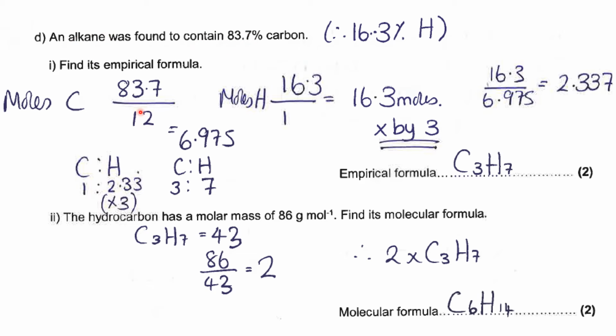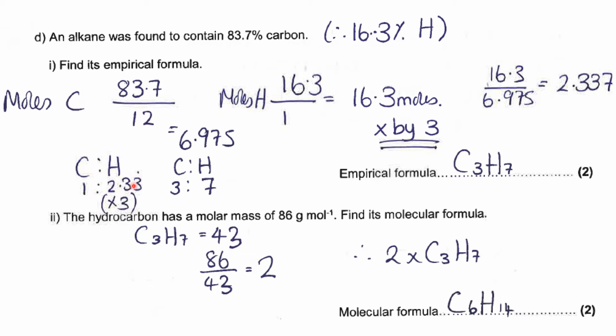Therefore, to work out our moles, the number of atoms of each element in this alkane, we can divide it by Mr. So divide it by Mr to find out the moles. Then once we've got our mole ratio, we can divide by the smallest number, and that is 6.9 here. So 6.9 divided by 6.9, we get 1. 16.3 divided by 6.975, we get 2.33.